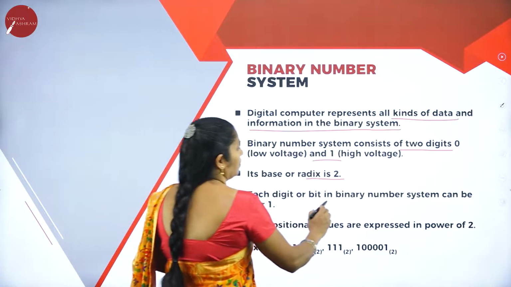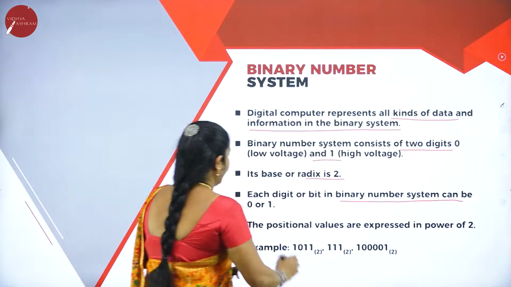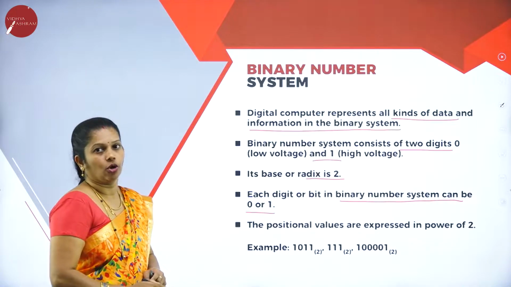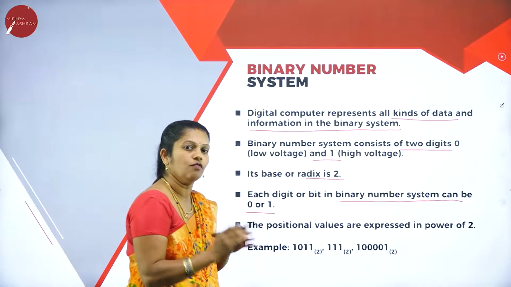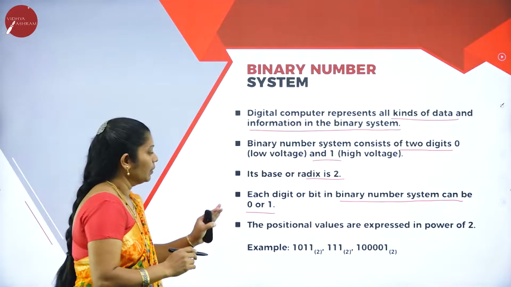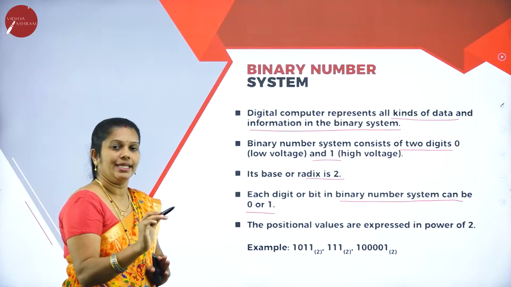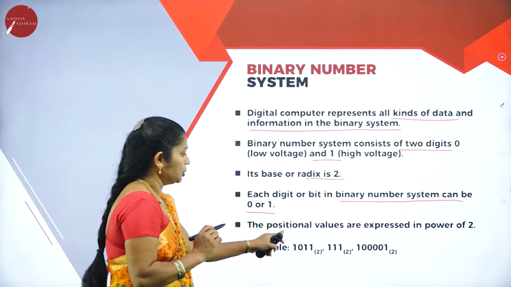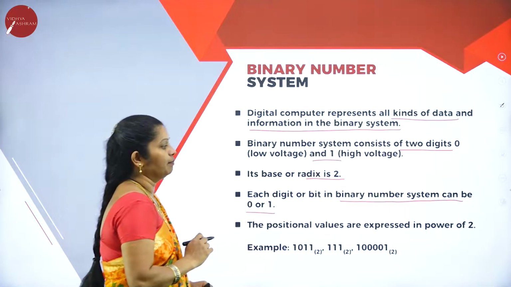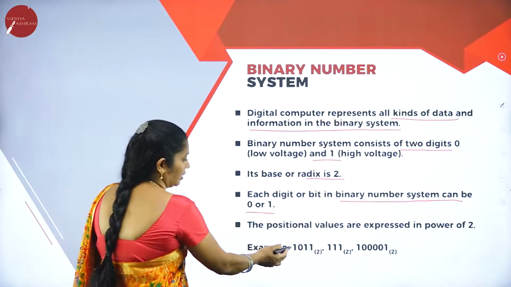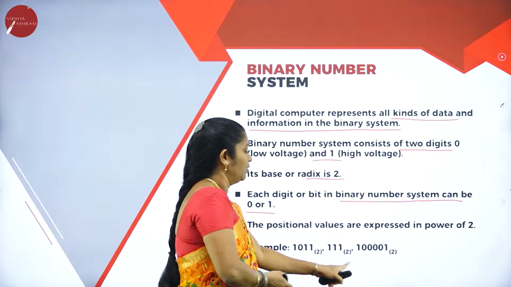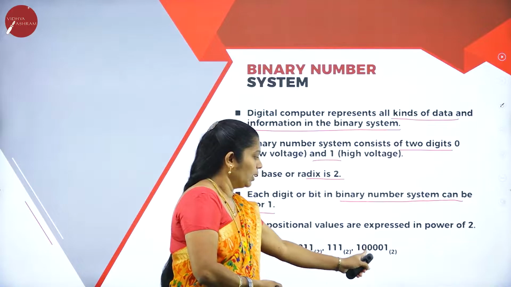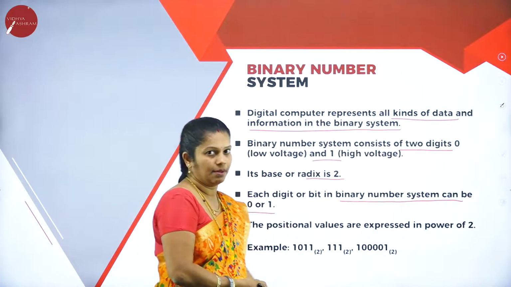Each digit, or bit, in the binary number system can be represented as 0 or 1. It is a combination of 0 and 1 only. With that, in the base, in the radix, we write 2. Here, the positional values are represented in power of 2 format. For example, 101 in base 2, we write 111 in base 2. Then 100001 in base 2, we write.